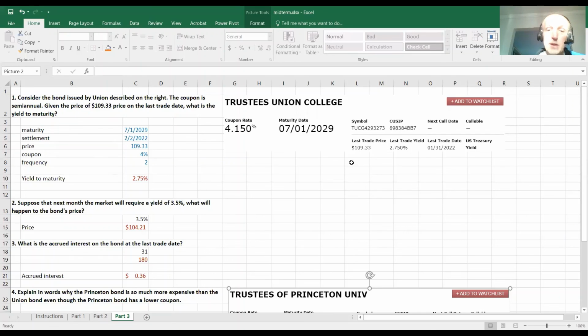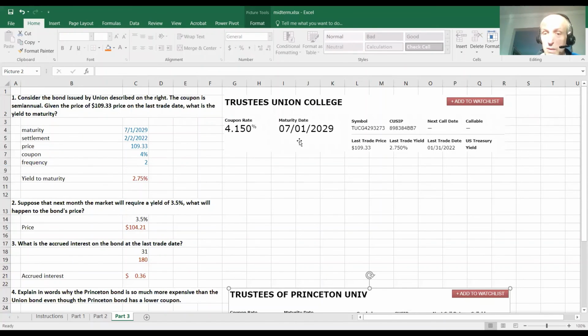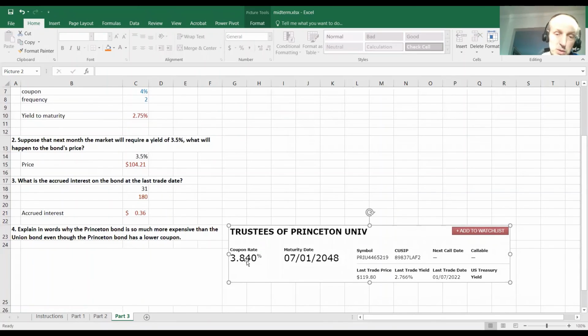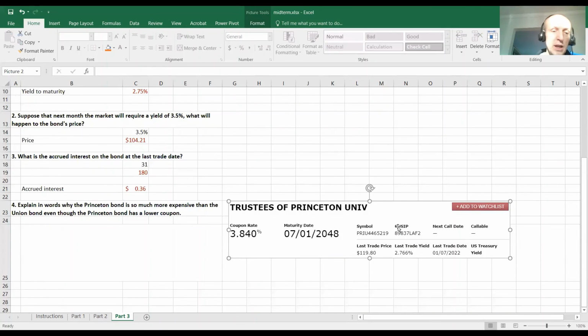So if both bonds had the same maturity date, then the Princeton bond would certainly have a lower price than the Union bond if its coupon rate is lower and the interest rate that we use to price the bond is the same. So we could certainly do this. We could certainly test that calculation, but I'll leave that for homework, and I'm going to stop here.